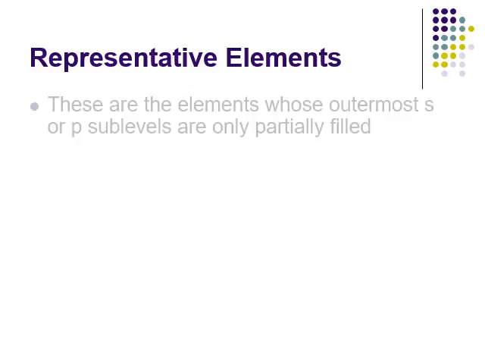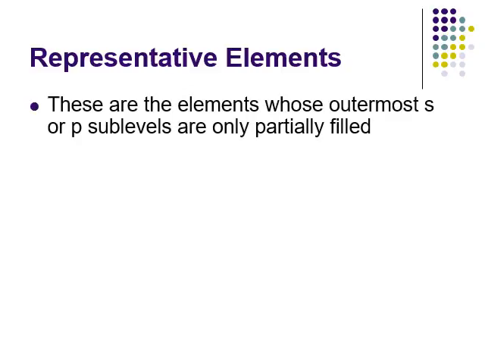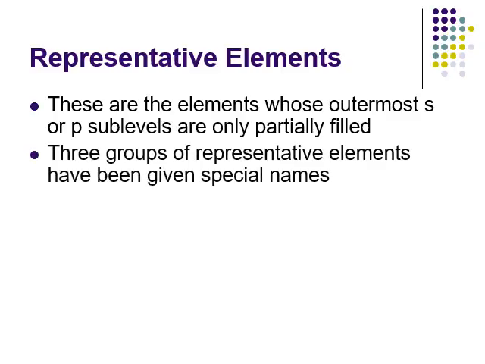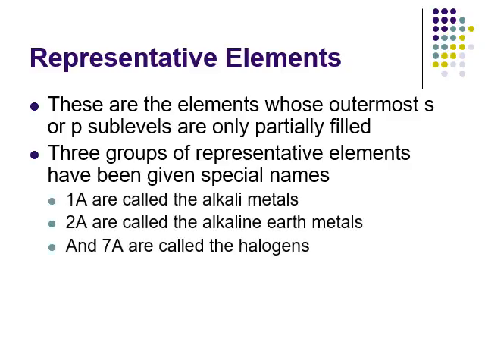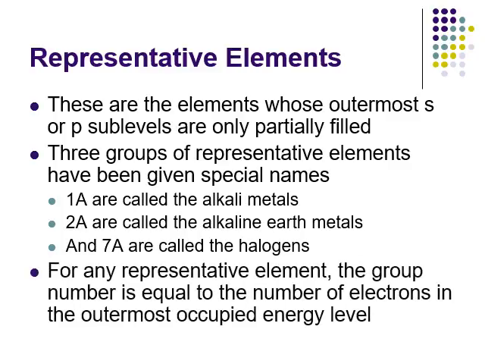Next is the representative elements, and this is what most of the other elements are, and it's going to be the muddiest of all. With these, they're going to have a partially filled s or p sublevel. And again, there are 3 groups that have special names. Group 1A is the alkali metals, 2A is the alkaline earth metals, 7A are called the halogens. We learned that back in chapter 5.